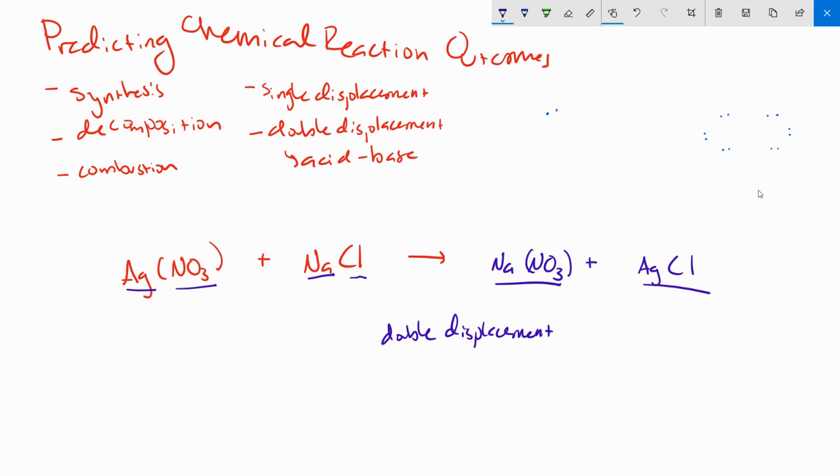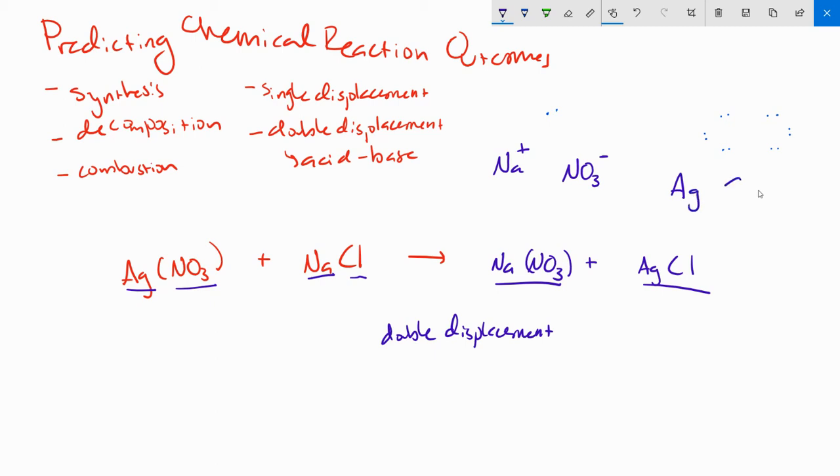Now I got to figure out how these elements are actually combined to make a compound, and we need to think about charges. So the charge for sodium is just +1, and the charge for nitrate, this NO3, is actually minus 1. So those are going to combine together. 1 minus 1 is 0, so it's already neutral. We don't need to add any subscripts to this one.